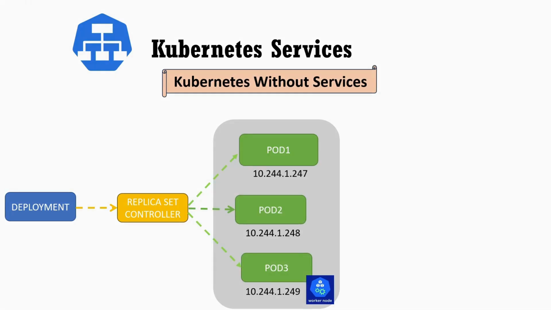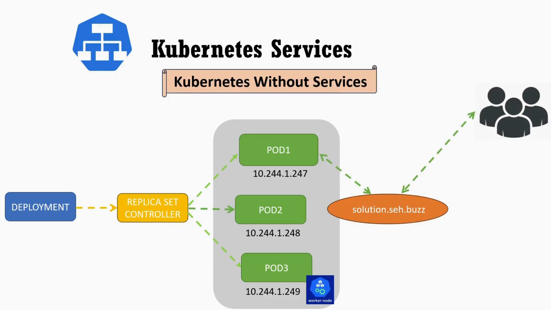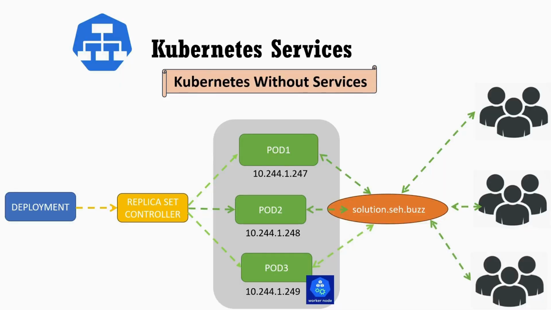Now let's imagine this scenario without a Kubernetes service, just raw pods. Suppose we have 3 pods and somehow users are directly hitting the pod IPs through the DNS name, that is solution.sch.buzz. So imagine 10 users are getting response from pod 1, 10 users are hitting pod 2 and 10 users are getting response from pod 3. And this DNS is somehow pointing directly to each pod's IP. Now here comes the problem.